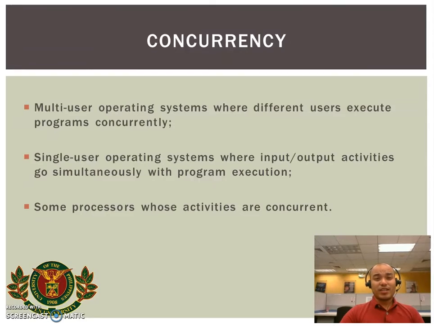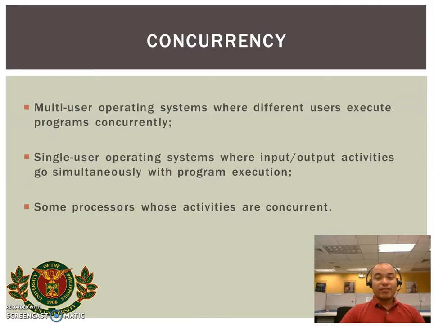The next one is single-user operating systems, where input or output activities go on simultaneously with program execution. An example is a simple Windows computer, where users like us execute different programs, browse, do everything on the PC, and also input different activities to it.